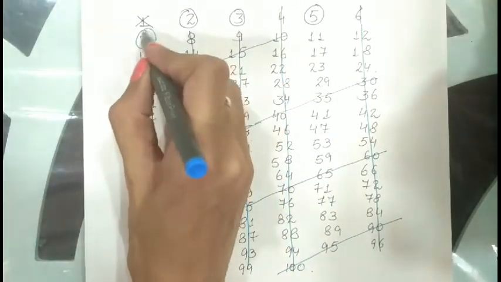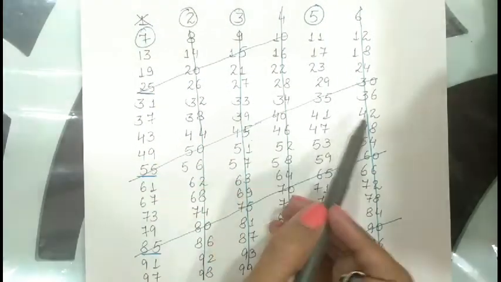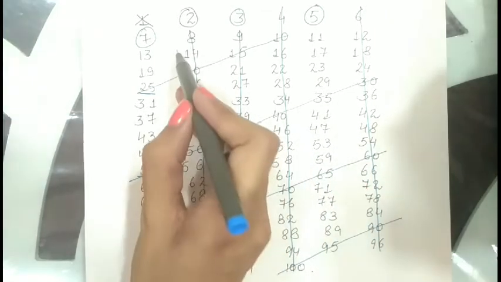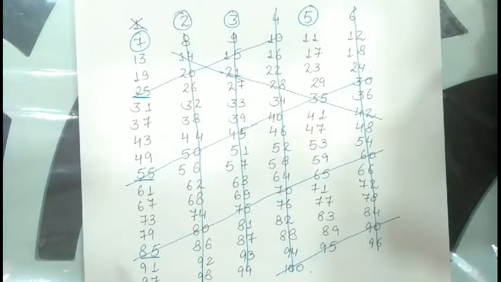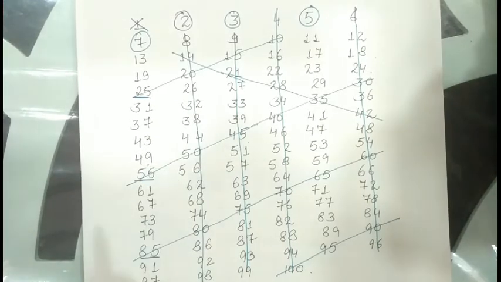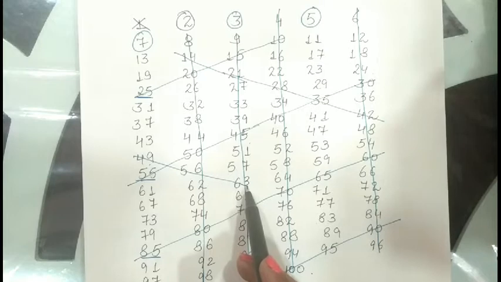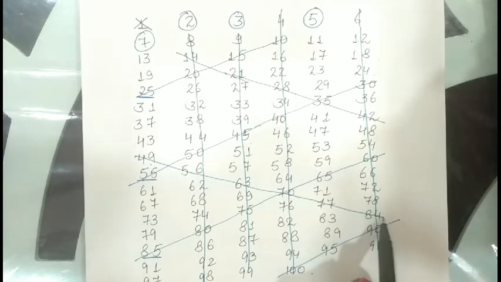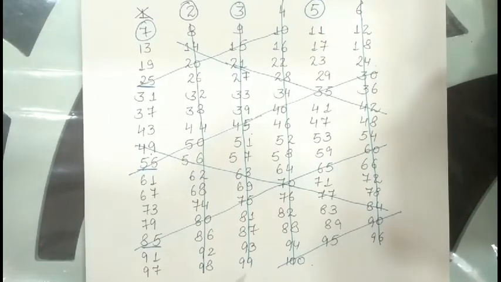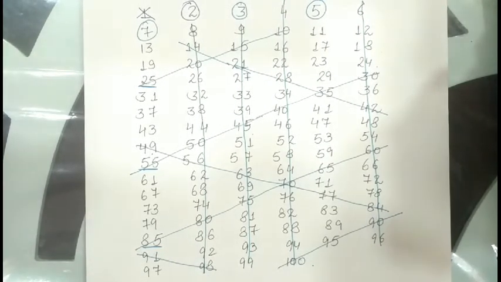Now observe here. 7 is my prime number, so I am going to circle it. 7, 14, 21, 28, 35, 42. All these come in the table of 7. So I am going to cut the table of 7 diagonally. Next number which appears in the table of 7, 49. Start cutting again diagonally the table of 7, 77, 84. Next number which will appear in the table of 7 will be 91. So 91 and 98 also cut it.